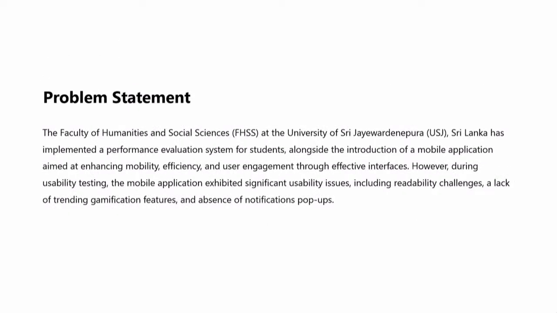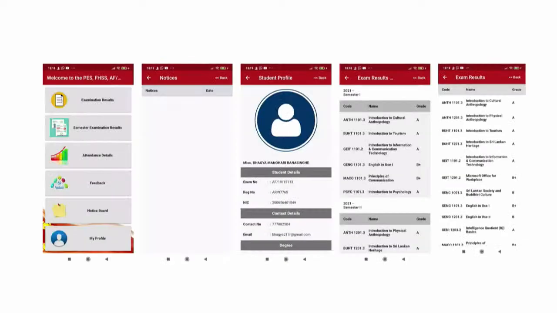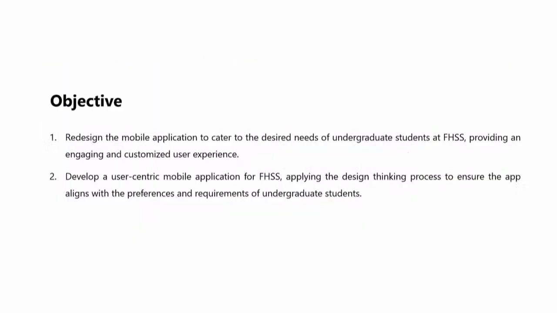So when going through usability studies and user testing, we identified there are a lot of problems with the current app, the FHSS app, and there are many readability issues, and we identified the users are not satisfied with the mobile app, and there are so many problems. This is the past app we have, and you can see there are some readability issues and user experience issues.